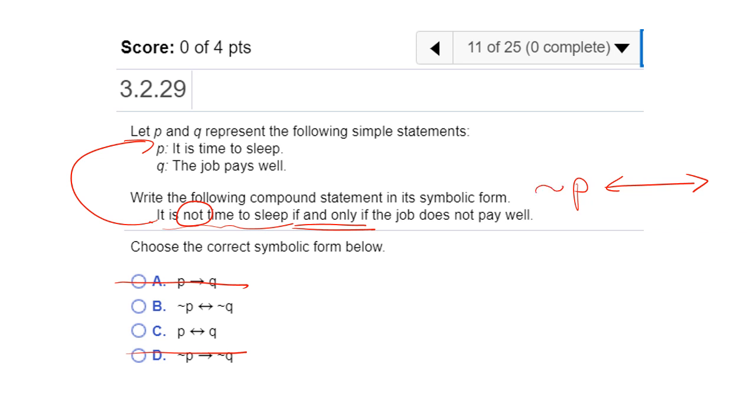Again, this is negation, so I will put not P, then the if and only if statement symbol. The last part of the statement, the job does not pay well, relates to Q, but again we have not, so that would be not Q. So I have not P, if and only if, not Q, which is my answer choice B.